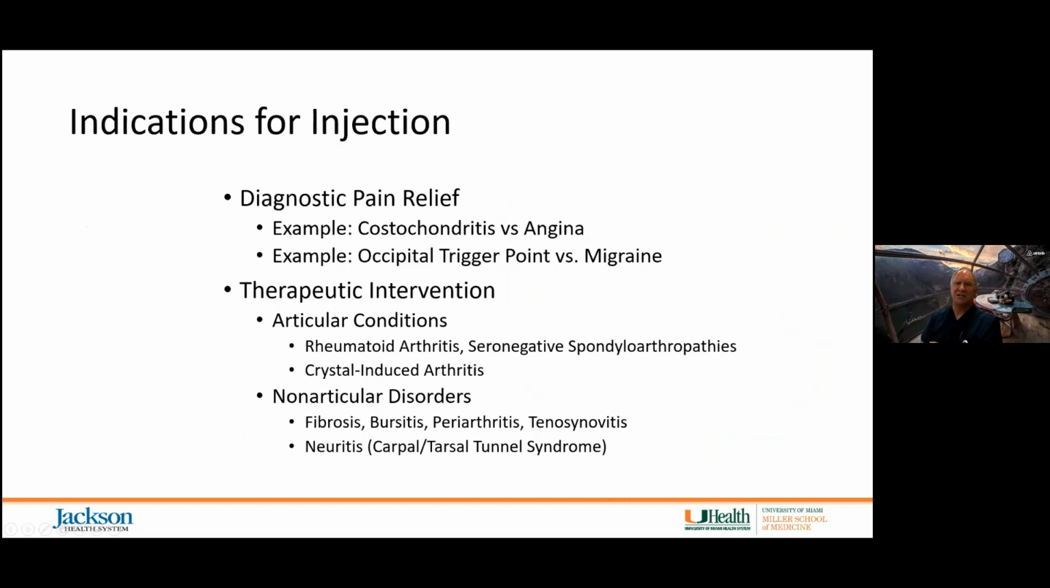So, indications for an injection: diagnostic pain relief. For example, you're trying to determine costochondritis versus angina. Probably not so much in our spinal cord injury folks, you're going to know. Or an occipital trigger point versus migraine, for example. These are just general indications for injections. Therapeutic intervention could include, or you're trying to determine a diagnosis, so you're going to be doing aspiration to determine if this is a crystal-induced arthritis or an infection, for example, and then non-articular disorders.